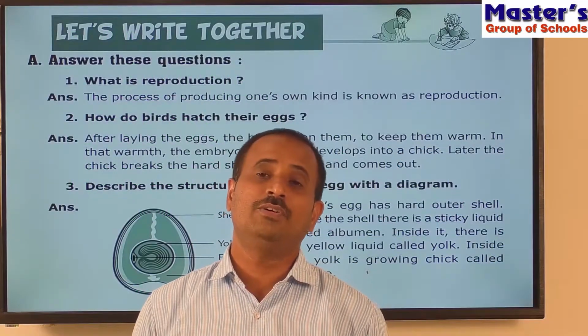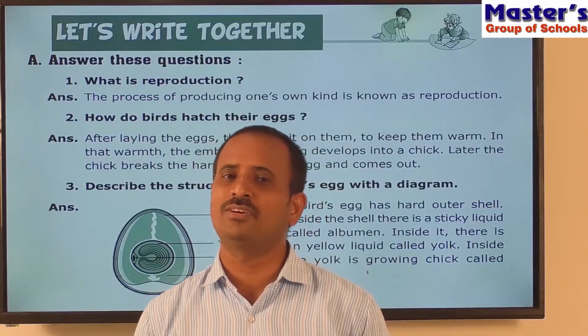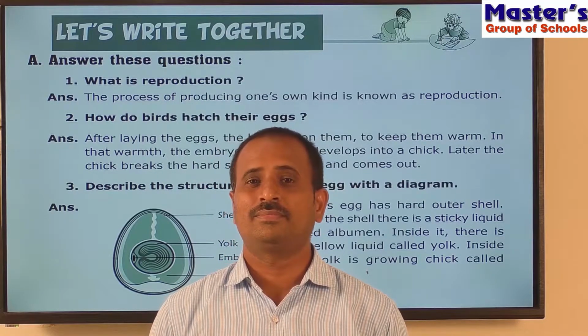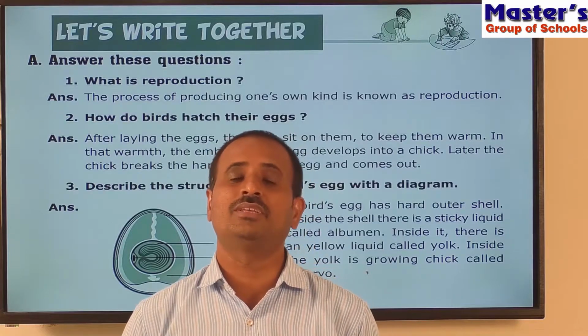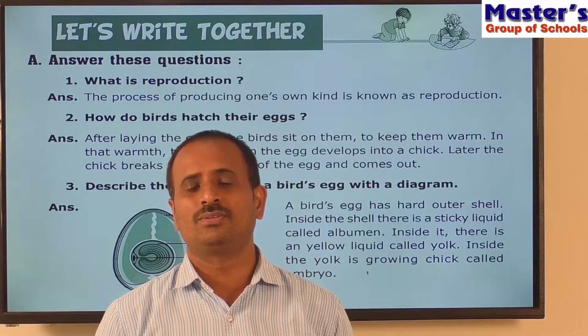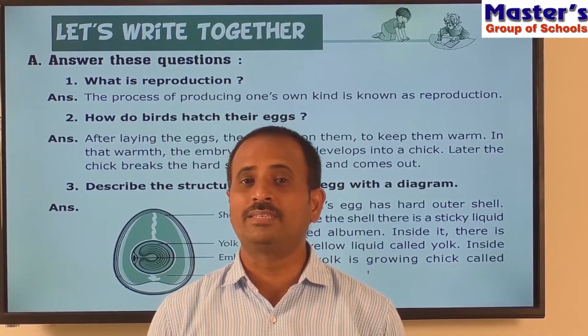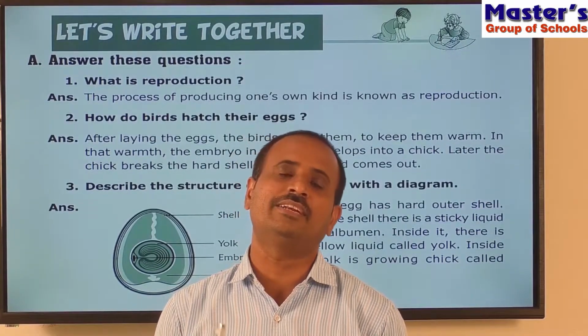Children, so up to now we have discussed the chapter and different concepts in the chapter. That is about eggs, and the types of reproduction in animals. Now we are going to the activity part, where we will practice different exercises.